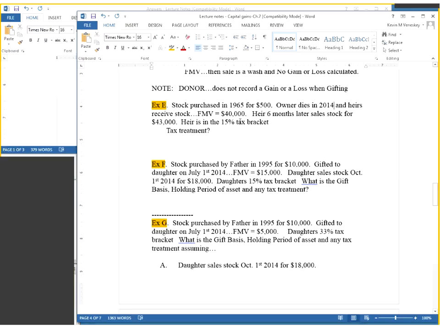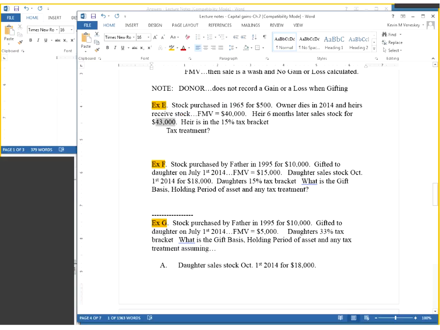Its value is $40,000. The stock now, we bought it for $5,000. The heirs turn around and sell it for $43,000 in a couple more months. How is this treated? Well, one, we get the stepped up basis. That's the great news. So our basis is $40,000 instead of what the original owner's was. And then when we sell it at $43,000, we only have a $3,000 gain.